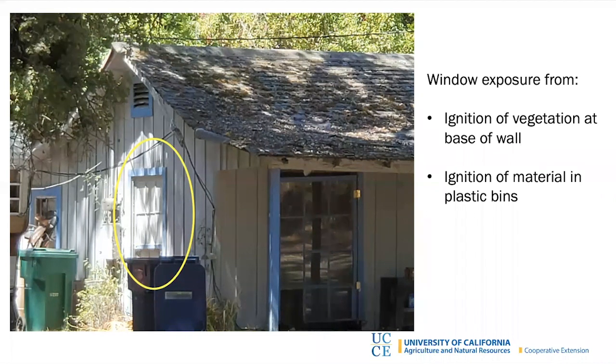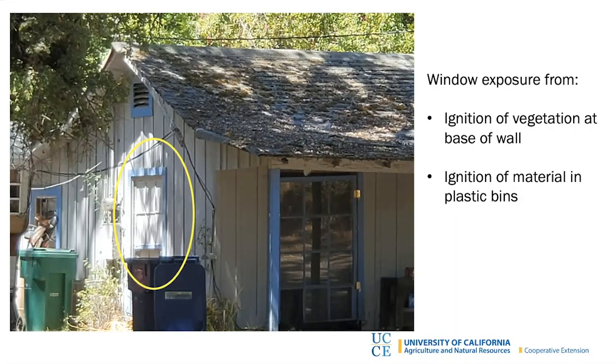And that would be the vegetation at the bottom, and potentially mulch in amongst that vegetation near the home, and then also the debris bins that we see there. So in this situation, getting rid of the debris bins, making this a non-combustible zone, would help this window.